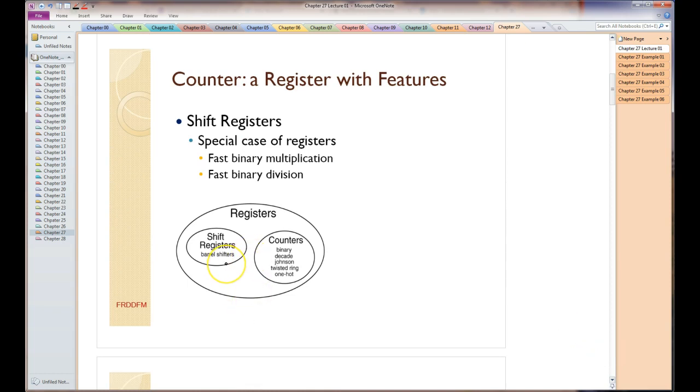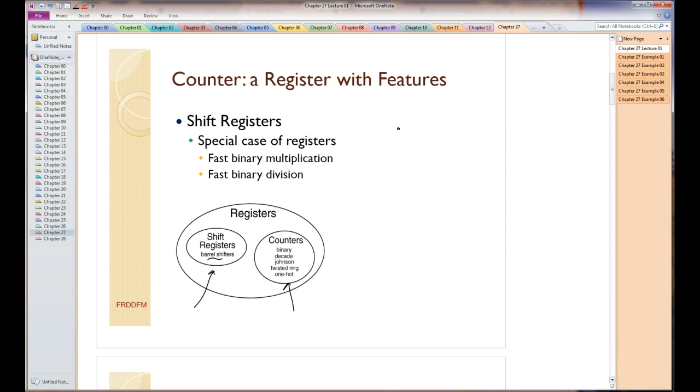Here's the Venn diagram you've seen before. Registers, we've looked at counters, but here are shift registers, and there are different types of shift registers, which can actually do many different things. One of them is a barrel shift, which we'll talk about later. Shift registers are special cases of registers, but they're well known to do two things really well and really fast: they multiply and divide by powers of 2 very quickly, essentially by shifting.